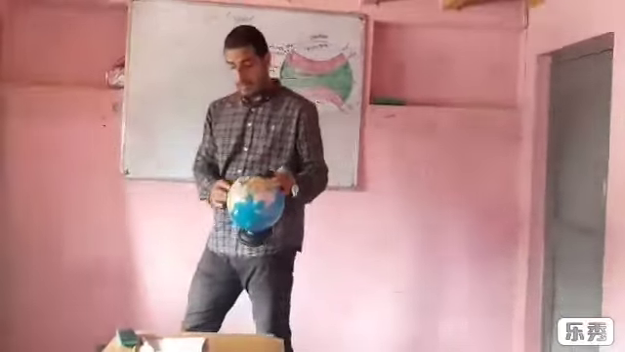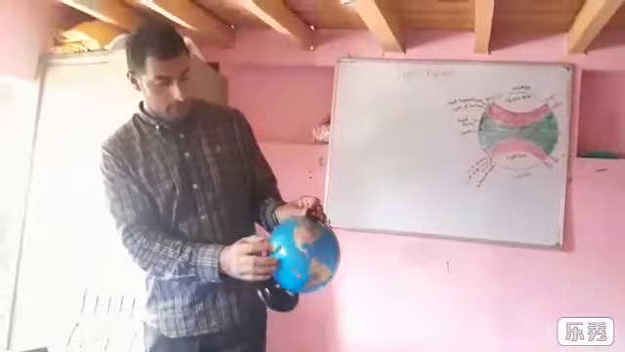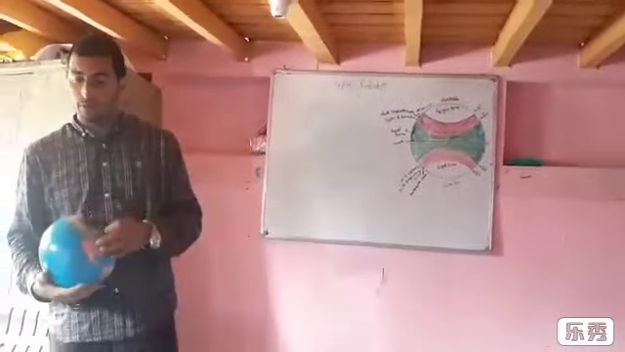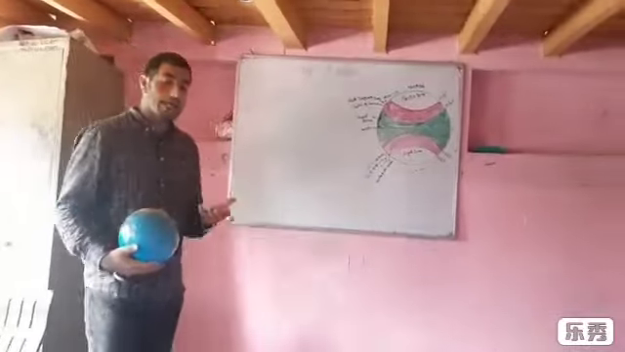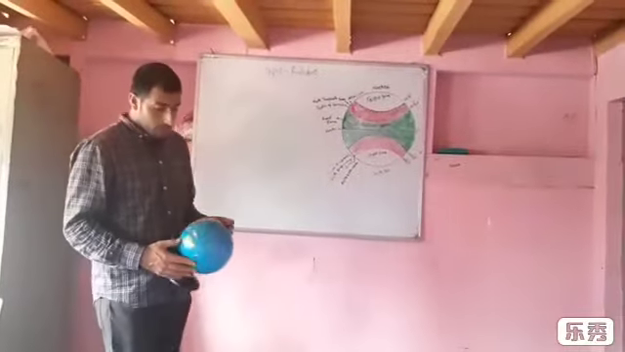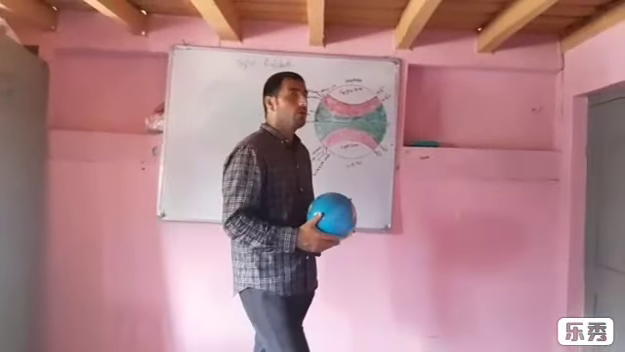And the different lines, you can see the different lines here. These are sea routes. Different routes, sea routes as well as routes through air. Okay, so now see what is on the globe.